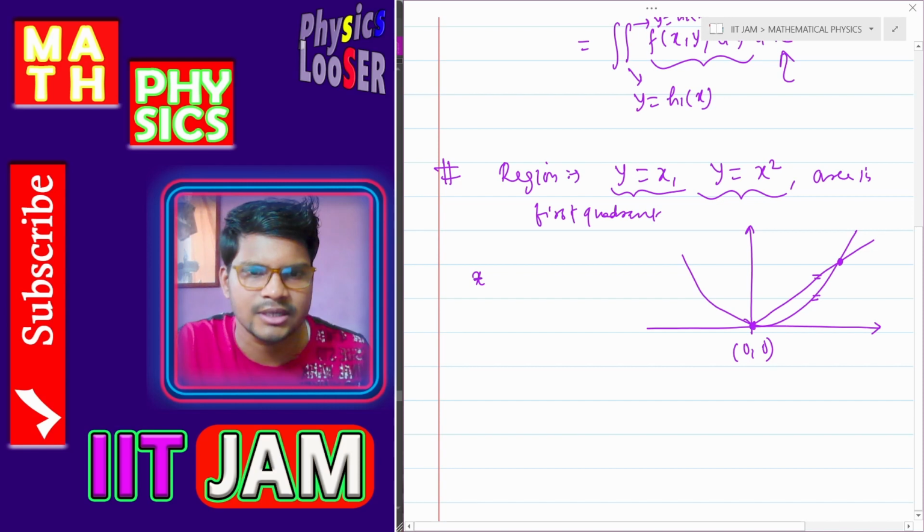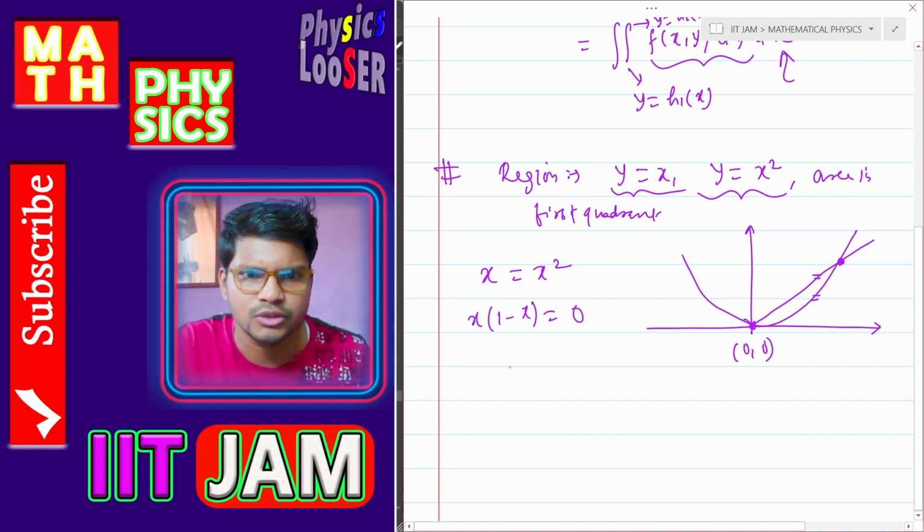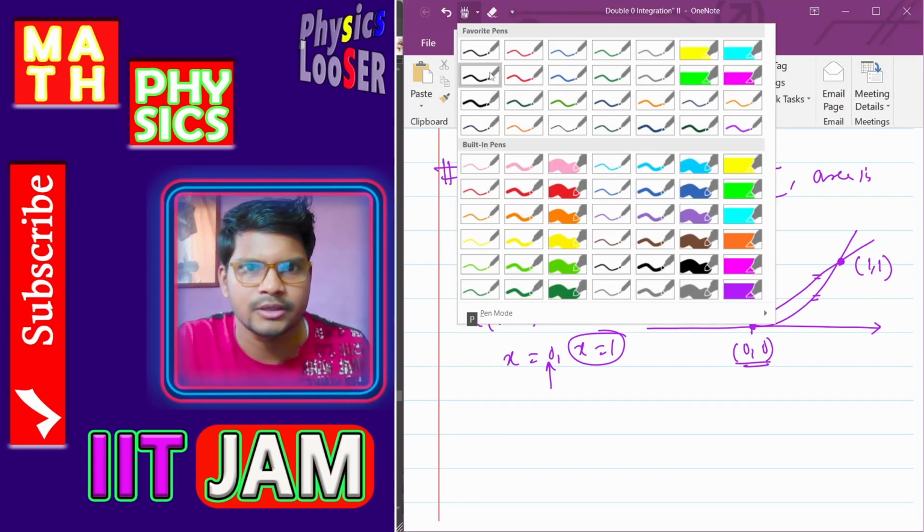So how can we find it? We can say that the line and the curve have to be equal at this particular point, not these ones. So x minus x square equals 0, x into (1 minus x) equals 0. Therefore, x equals 0 or x equals 1. If you put x equals 0, automatically y is 0, and for x equals 1, y is 1. So I know this particular point.